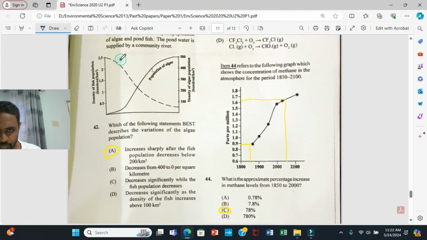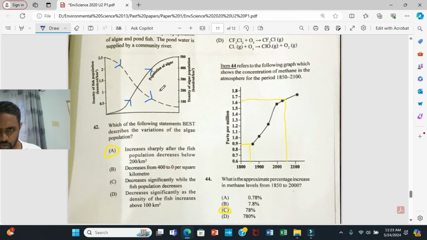So for example, here you notice this one here, this is the fish line, right? The dotted one here, the broken. When it's going down, you can see that the algae growth is going up, and as it goes up over here, when you mark off here, you see that it is going down. So it is inverse. So the best answer, guys, would be A.